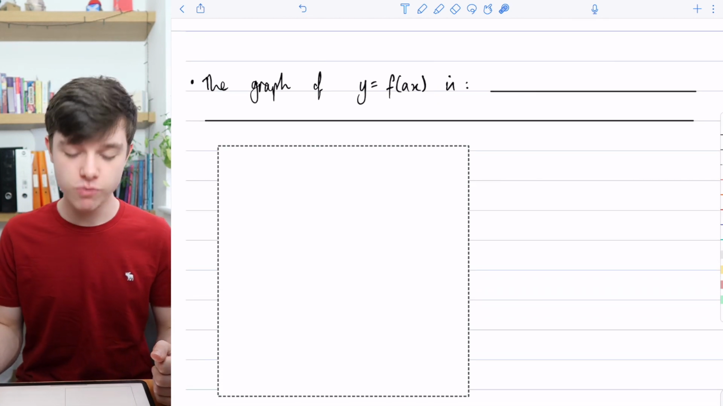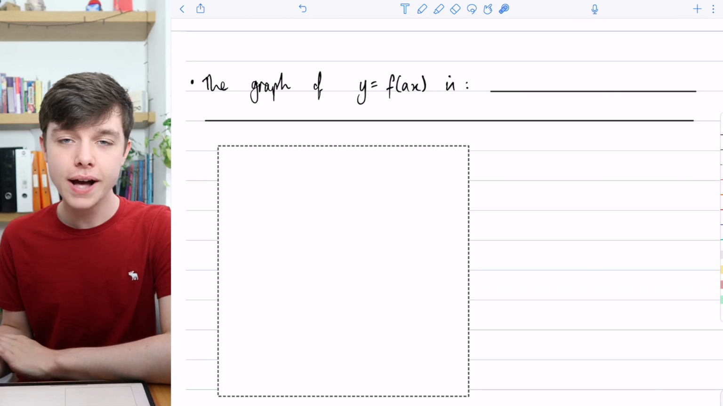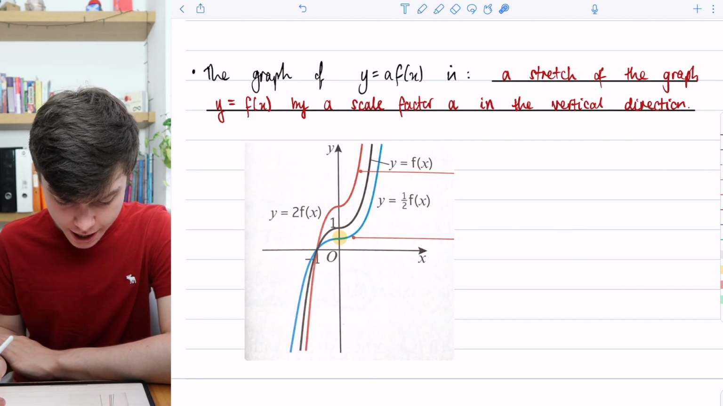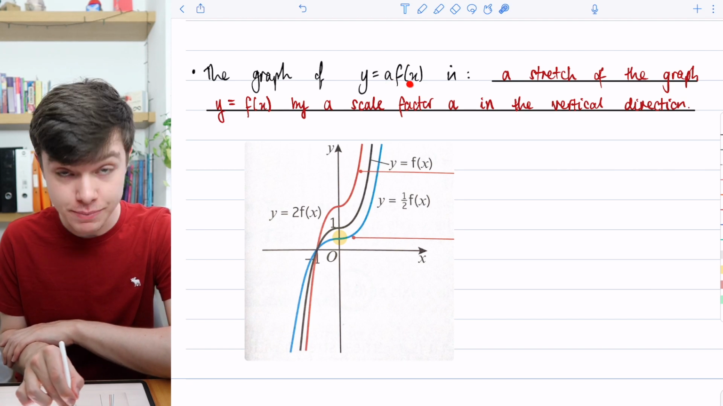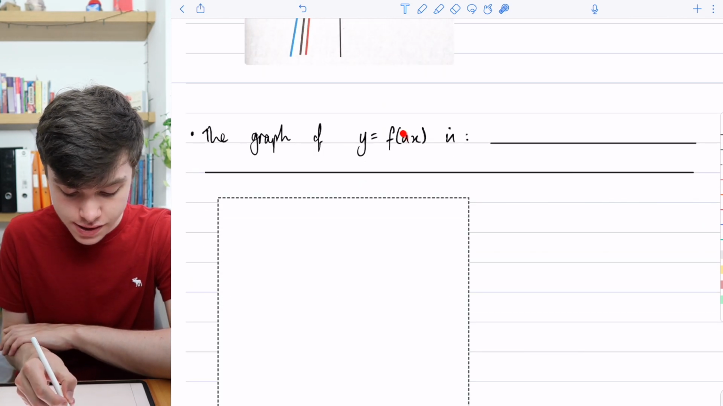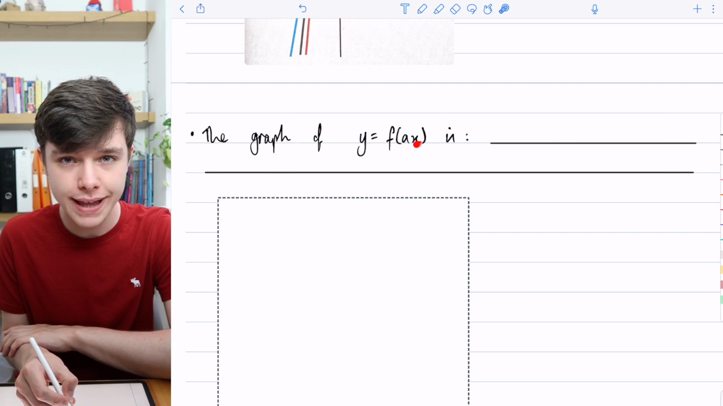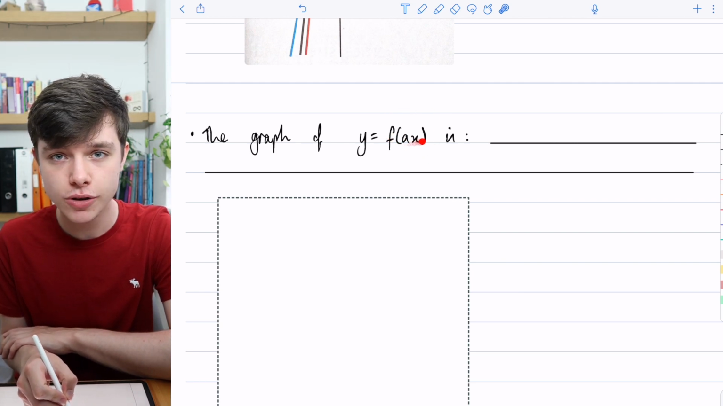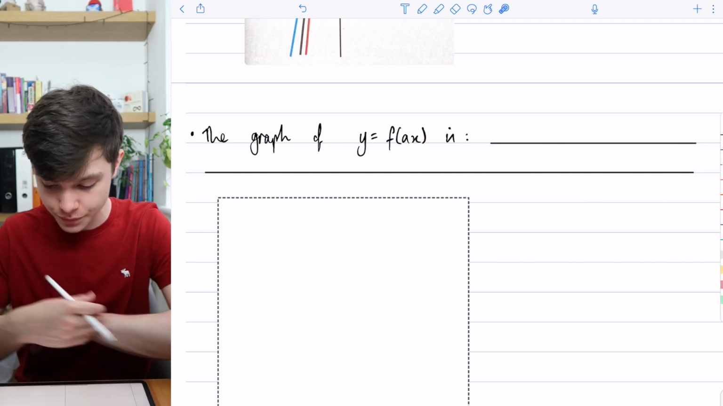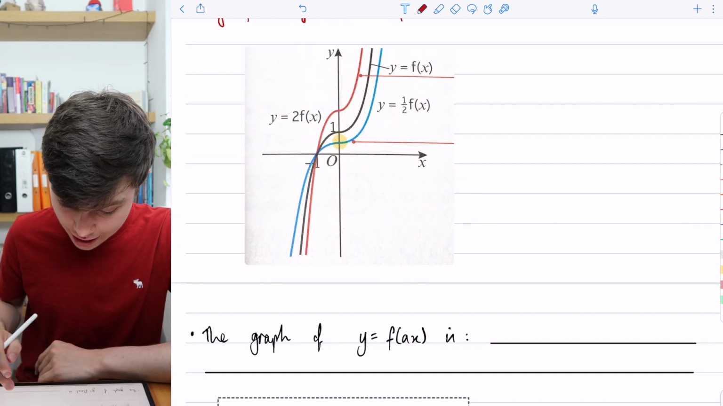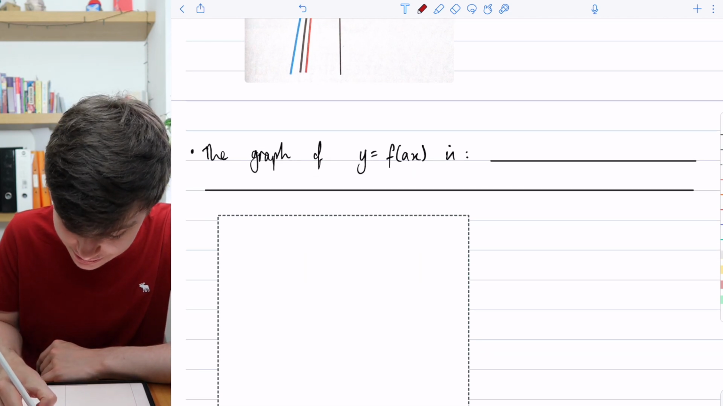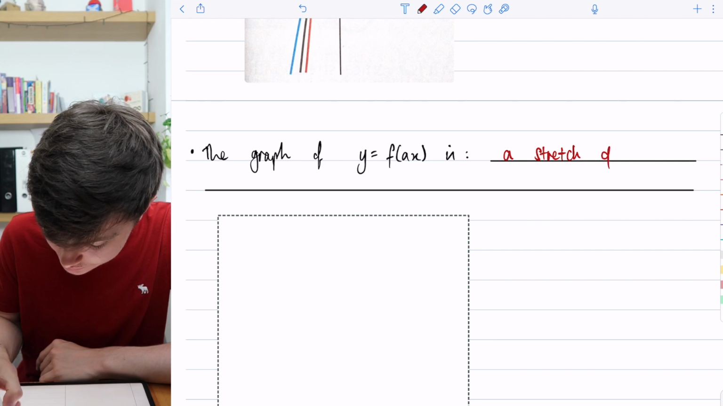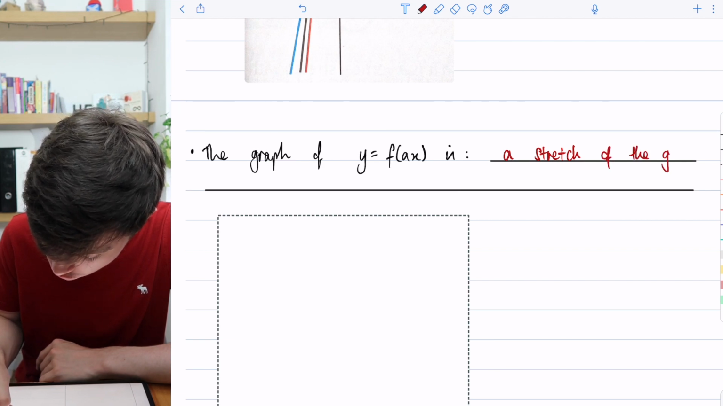What happens though if we have the graph of y equals f of a times x? So here we had a times f of x. Here we've got our constant a multiplying just the x. We're not multiplying the whole function by a, we're just multiplying x by a. Well, in that case, and I'll write it in red again, that is a stretch. We're still doing a stretch, and it's still a stretch of the original graph.